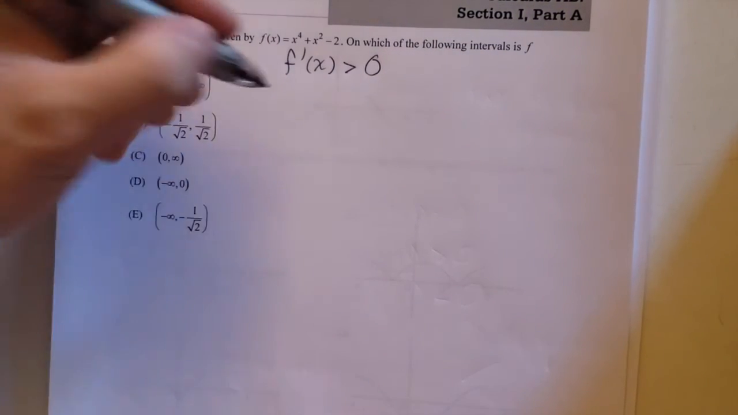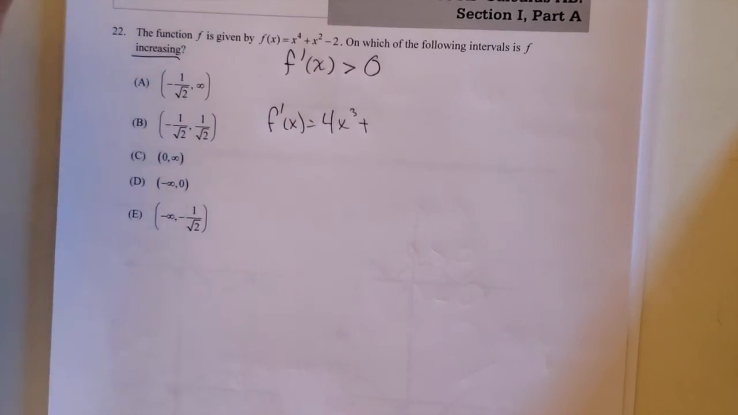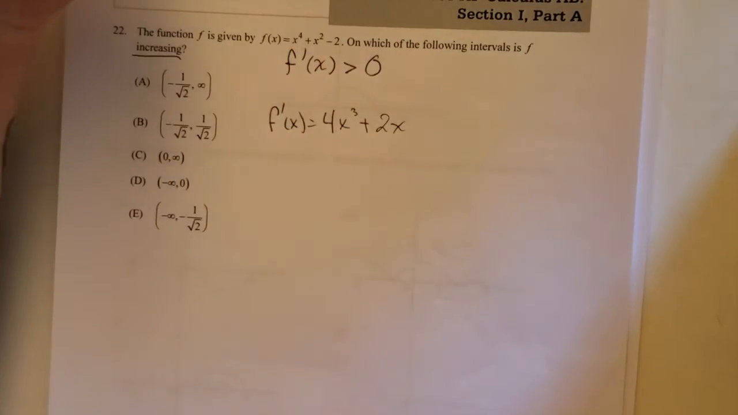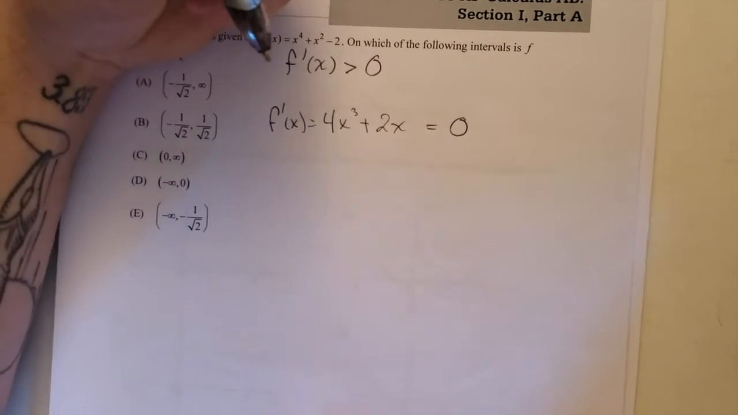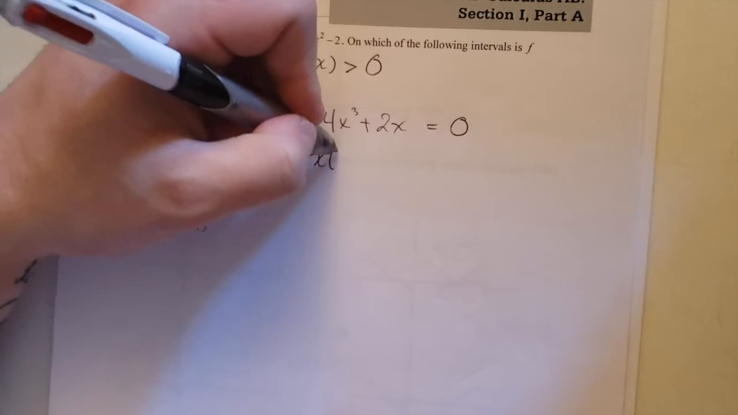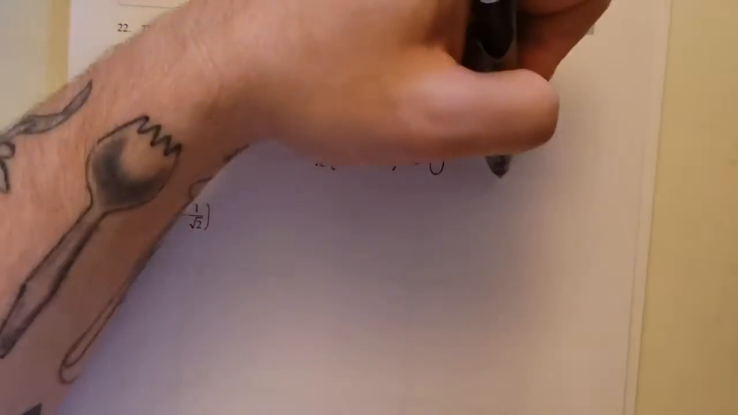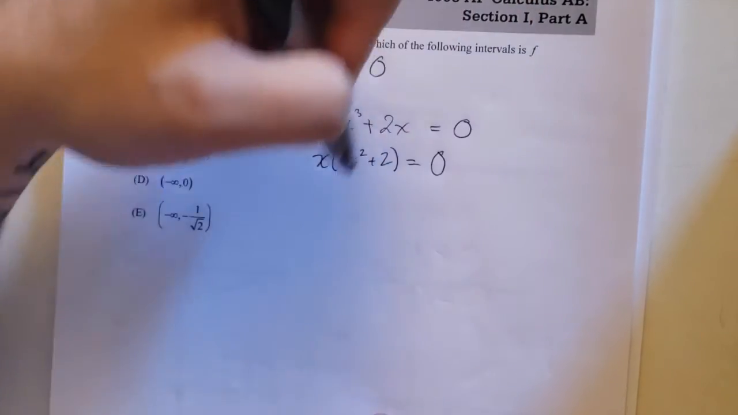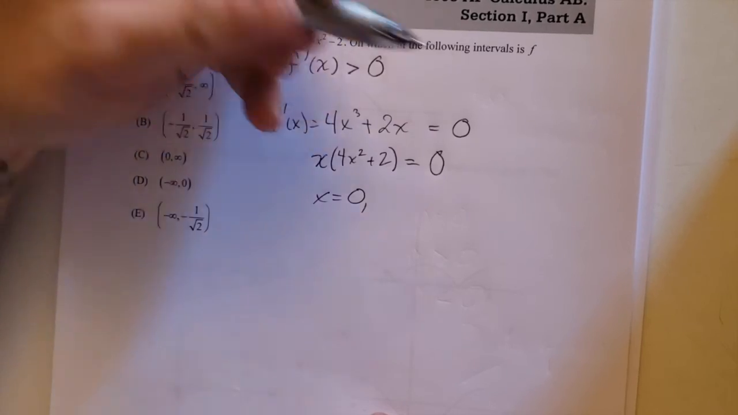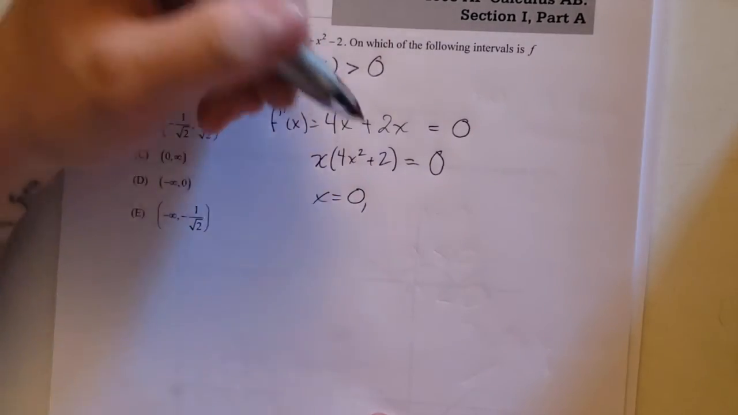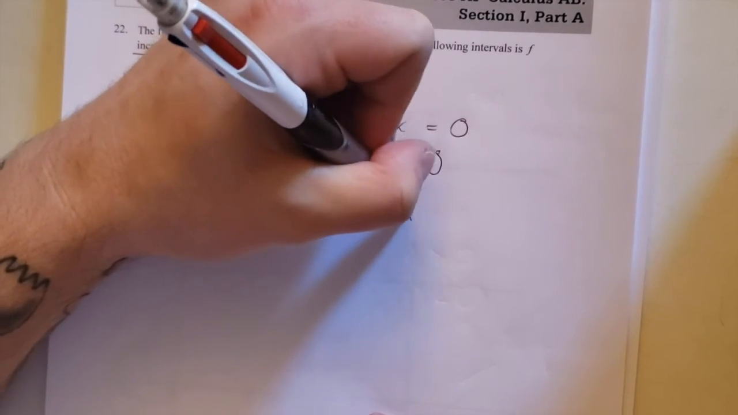All right. So let's take the derivative. F prime of x is equal to 4x cubed plus 2x. We want to set this equal to 0 and figure out what values we're looking at. So I can factor that out. I have x times 4x squared plus 2 equals 0. So we have x equals 0, because if we solved the other factor, we'd have something complex.